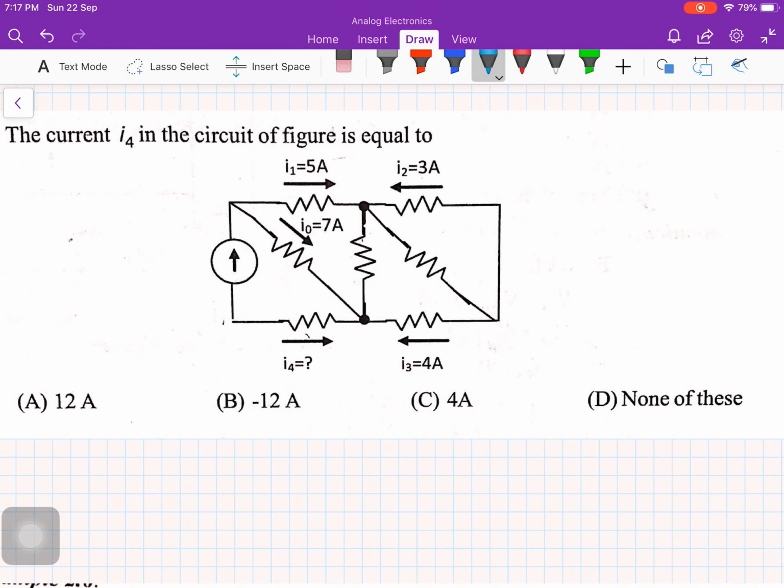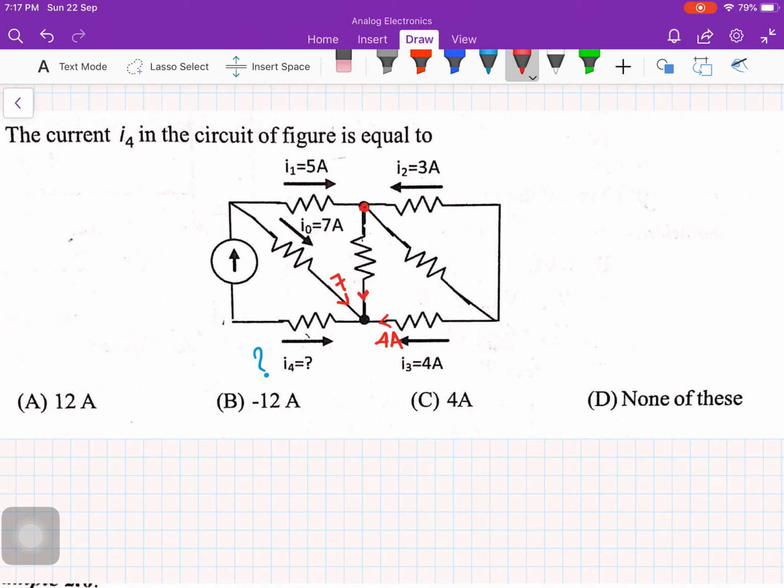Alright guys, let's solve some problems. So the current I4 in the circuit is the thing we need to find out. Alright then. So I'll look at this node and see what all current is coming here. So here 7 amps, here 4 amps, here I don't know. So let's find this one.